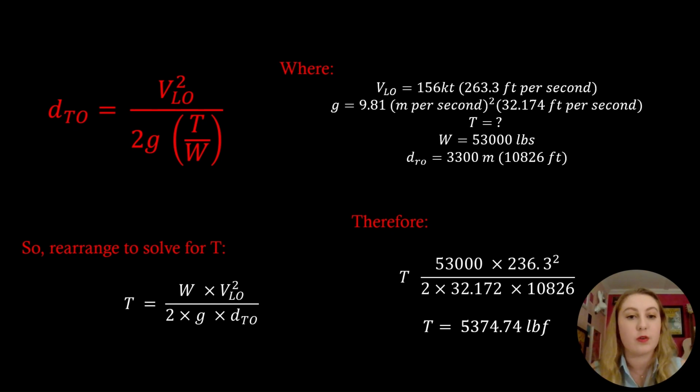Rearranging the equation to solve for T provided a minimum thrust for takeoff at any airport as 5,374 pounds. This value is significantly higher than the minimum that was actually used in the simulator.